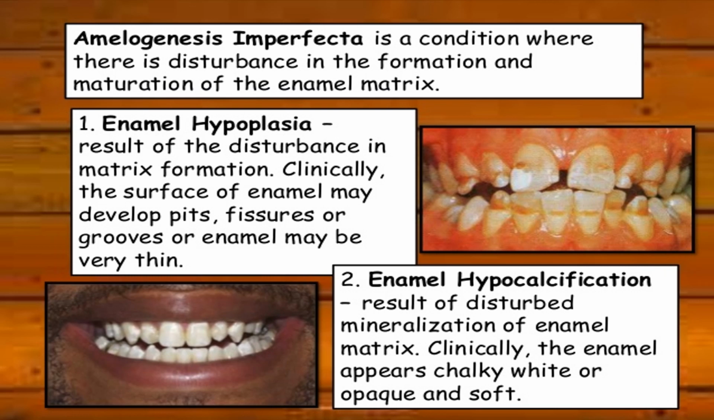Clinically, the surface of enamel may develop pits, fissures or grooves, or enamel may be very thin. Enamel hypocalcification results from disturbed mineralization of enamel matrix. Clinically, in enamel hypocalcification, the enamel appears chalky white or opaque and soft.